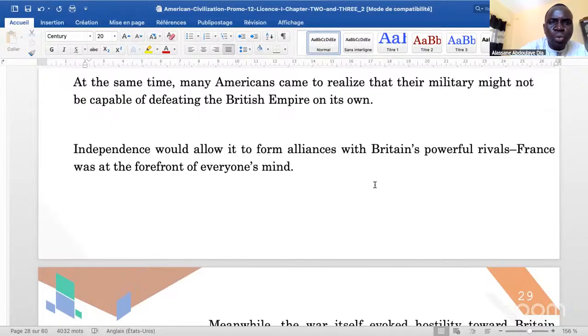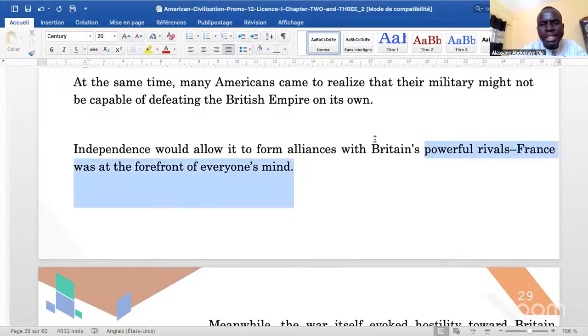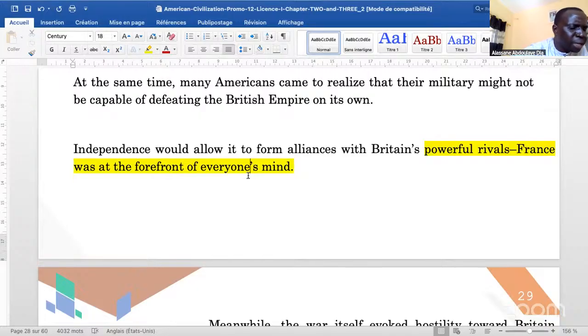So independence would allow it to form alliances with Britain's powerful rivals. France was at the forefront of everyone's mind. So they started doubting, saying that their army could not be as strong as the British army. So what was the solution? They started thinking about solutions.